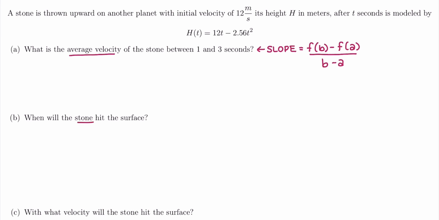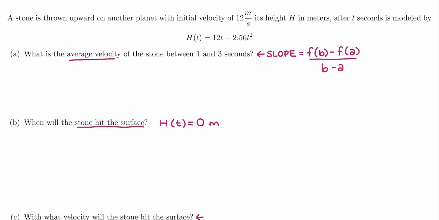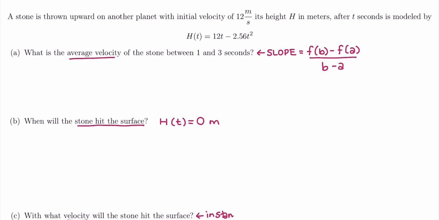And then we're going to figure out when the stone hits the surface. How do you know when the stone hits the surface? That is when its position, in this case it's called h of t, is 0 meters in the air. We want to be 0 meters up, so we're going to set the height to be 0. And then the last part, the hardest part, is to figure out with what velocity the stone will hit the surface. This is the hardest one because it's asking the velocity at an instant. The specific instant when the stone hits the surface, instantaneous velocity is the derivative. Instantaneous velocity means we're going to have to apply that definition of the derivative.